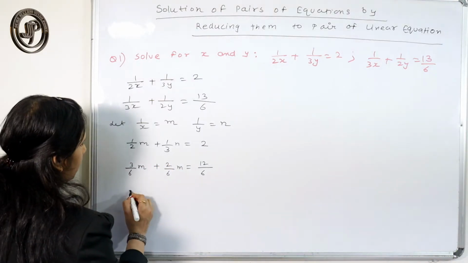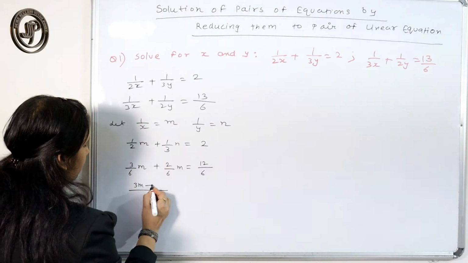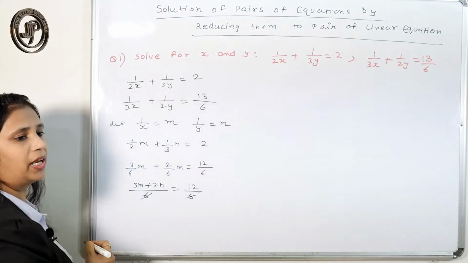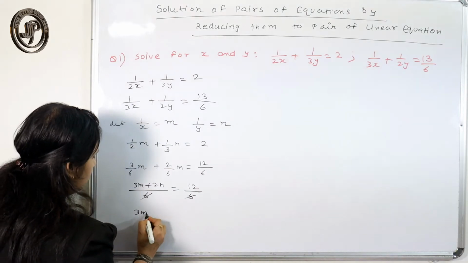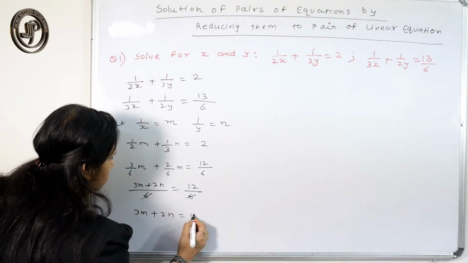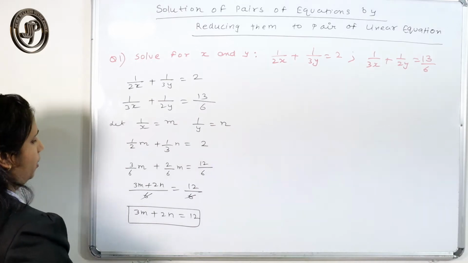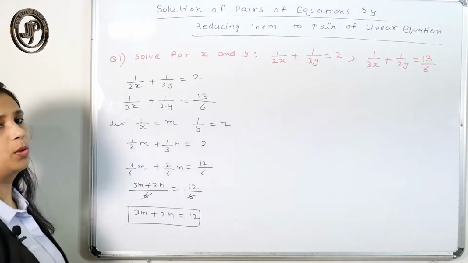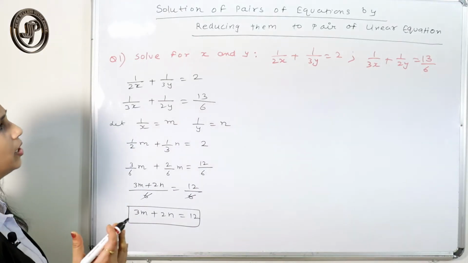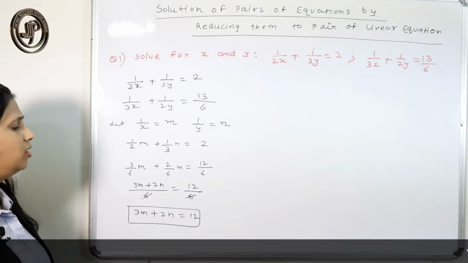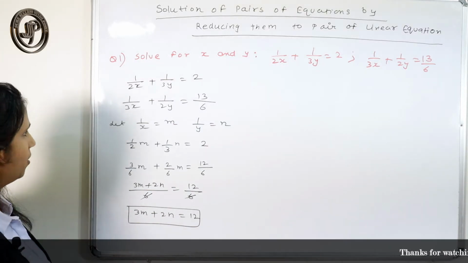Now, here it is 6, 3m plus 2n is equal to 12 by 6; this and this you can cancel out. So, now 3m plus 2n is equal to 12. That is your equation. You can keep this standard equation. You have reduced one of the pair of equations to the standard linear form.